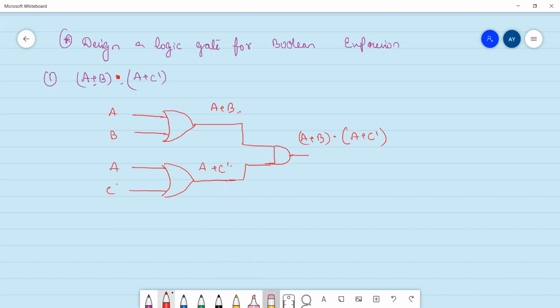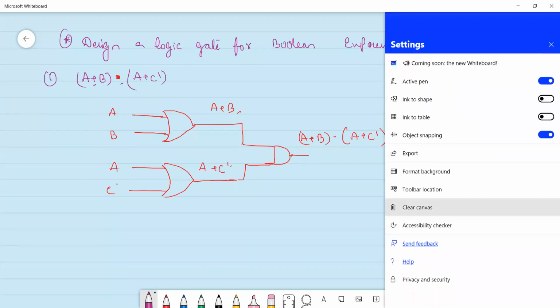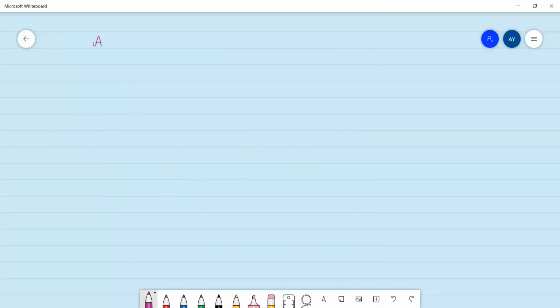I'll just do it here. The second one says A dash B plus AB dash. So before going with this, what we have to do is first make A dash B and AB dash, and then make an OR circuit. So how will we make A dash B plus AB dash?